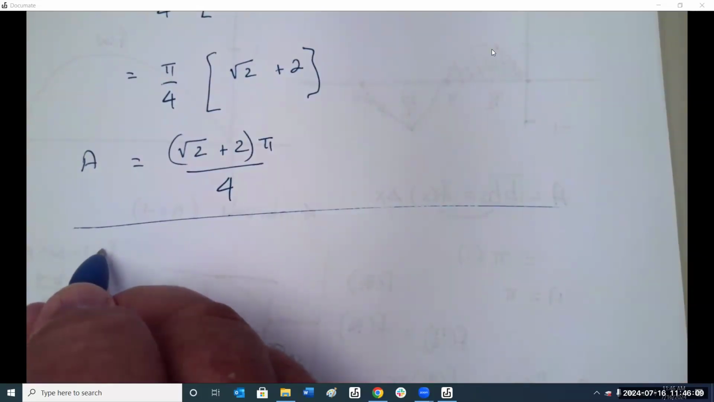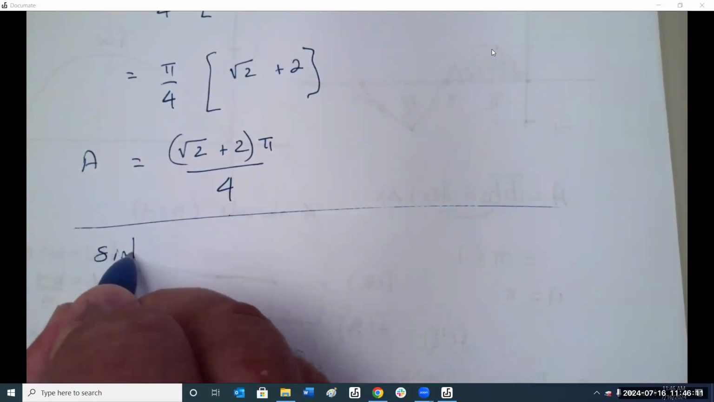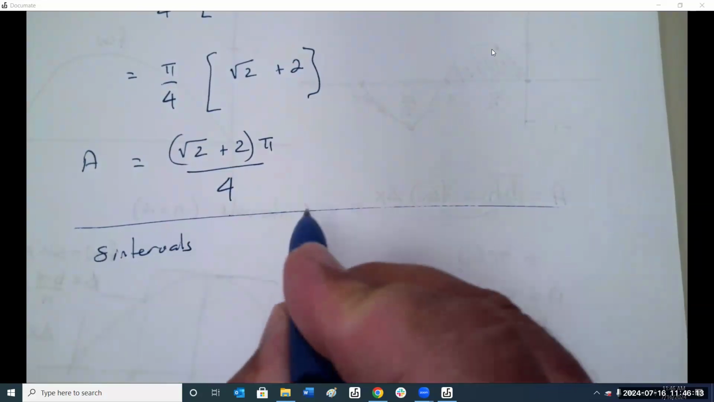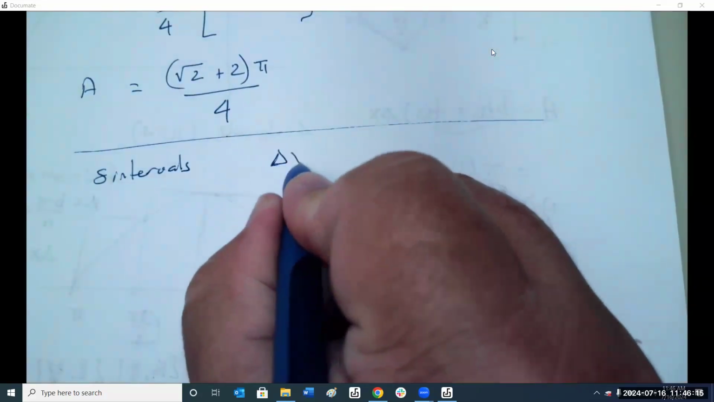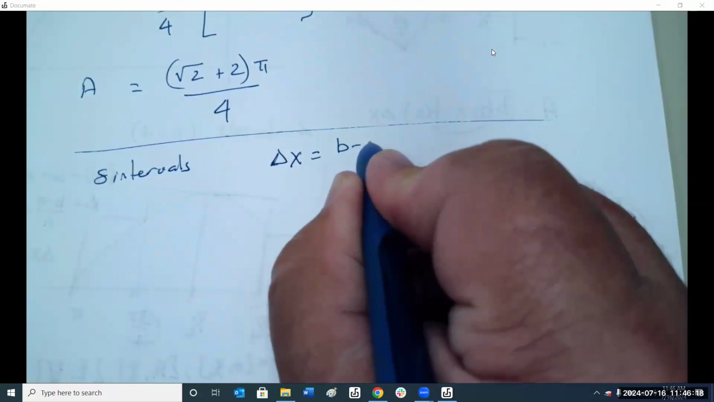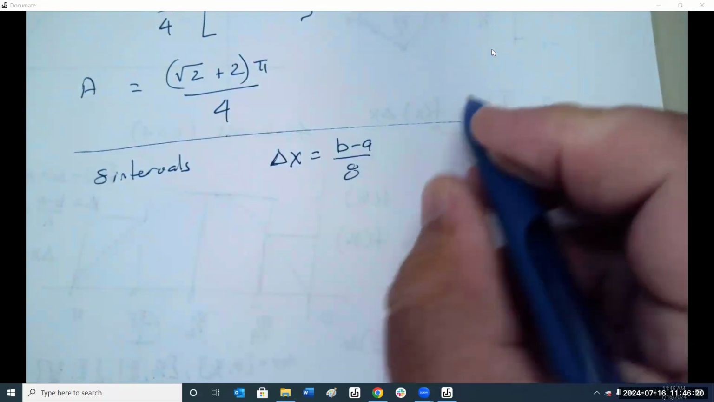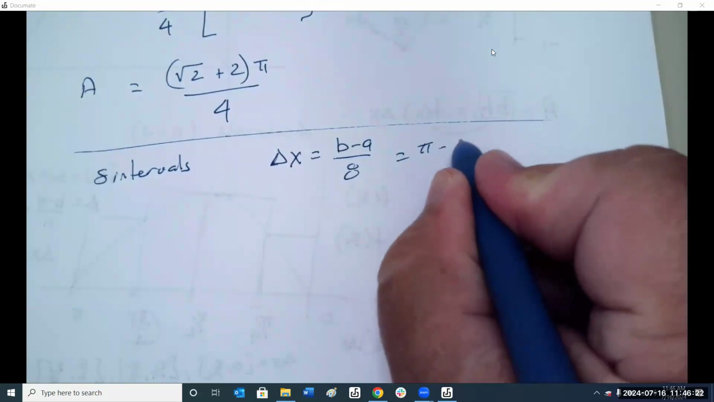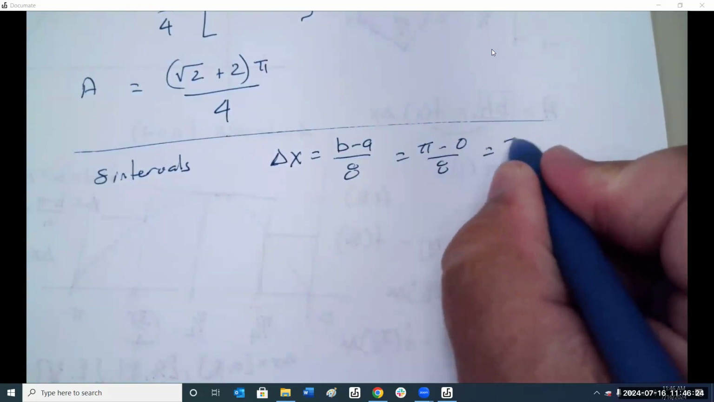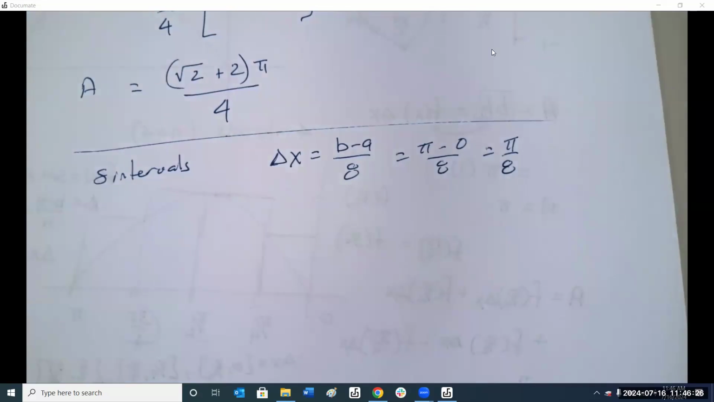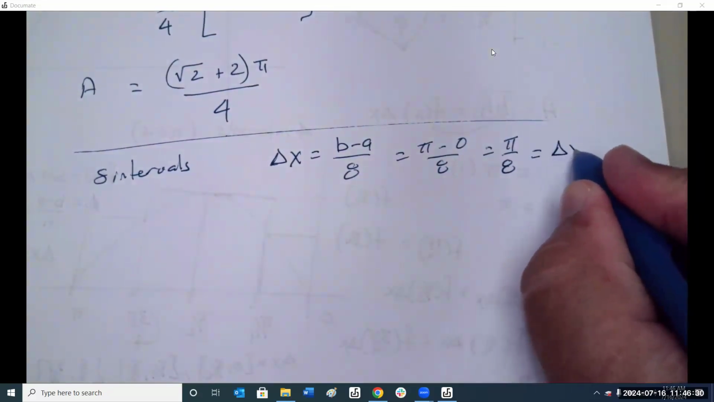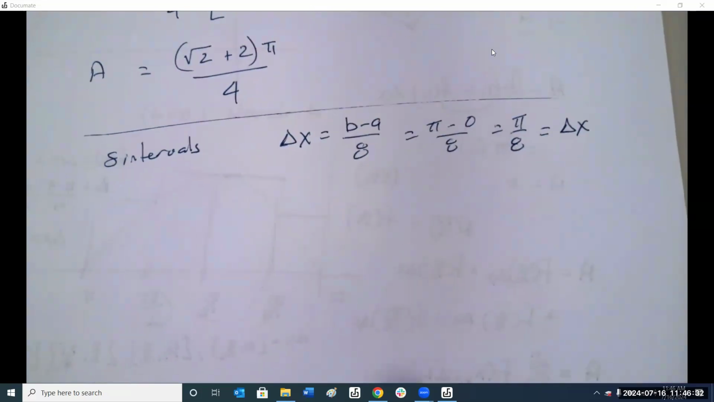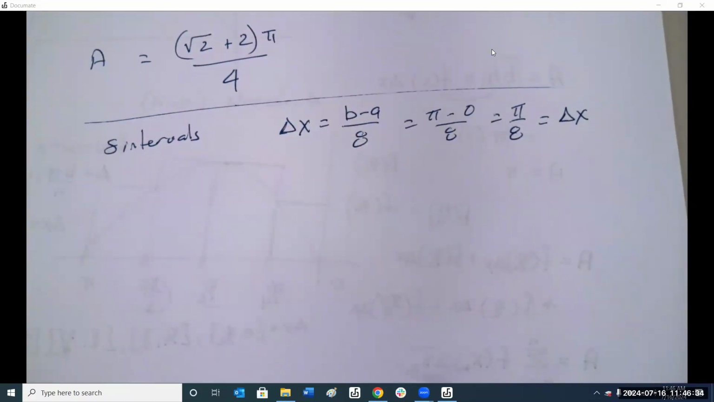And in our initial example, I said 8 intervals. So our delta x would be b minus a over 8. Pi minus 0 over 8 makes it pi over 8. That's our delta x.